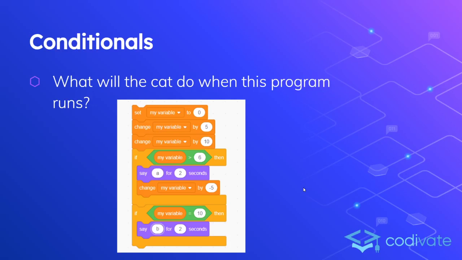Next thing. What will the cat do when this program runs? You can assume the cat starts in the middle facing to the right, usually.